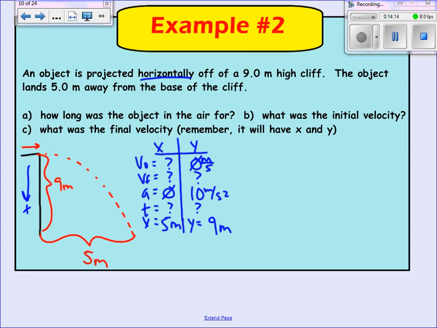All right, the first thing I want to do is figure out what the time is. Remember, time is going to come from your y values. If I look at my y values, I have a distance and I want to figure out time. So I'm going to use this equation right here.